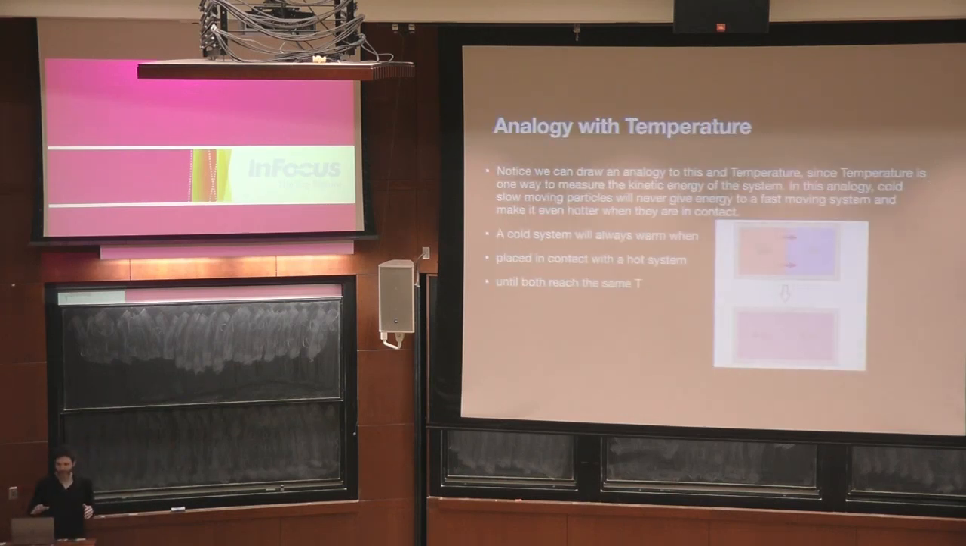And so we're going to talk about entropy a lot more. And there's an analogy with temperature. We can draw an analogy to this in temperature, since temperature is one way to measure the kinetic energy of the system. So cold, slow-moving particles will never give energy to a fast-moving system and make it even hotter when they are in contact. A cold system will always warm when placed in contact with a hot system until they both reach the same temperature. We already kind of intuitively did this with our heat flow equations, because we had our rule about two things at different temperatures. When they are put into contact, they're going to reach thermal equilibrium.